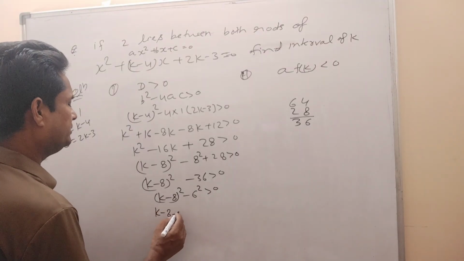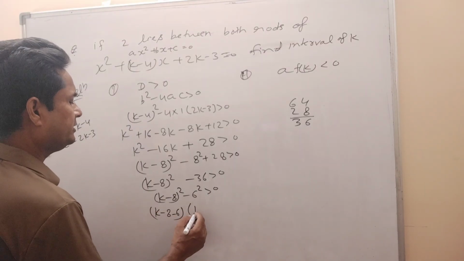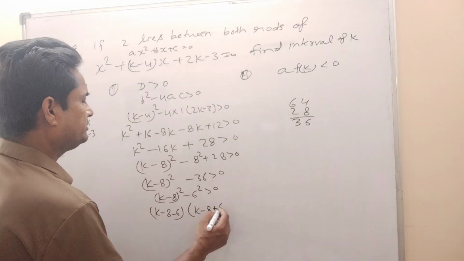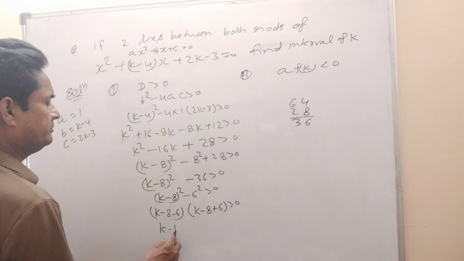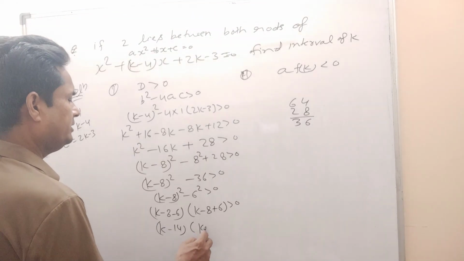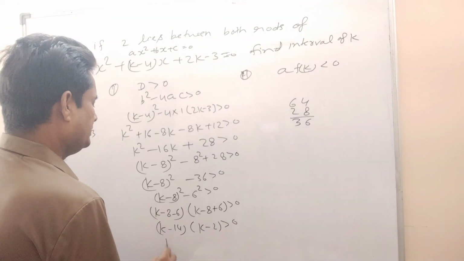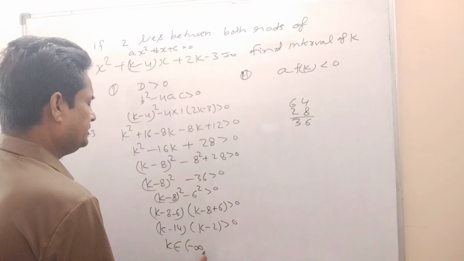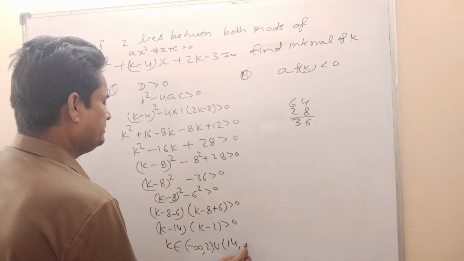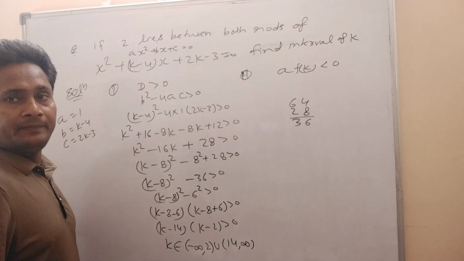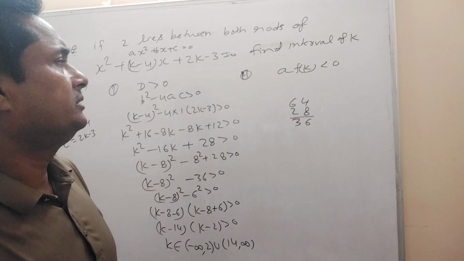That means (k minus 8 minus 6) in one bracket and (k minus 8 plus 6) in another bracket. So this is (k minus 14) into (k minus 2) greater than 0. So answer will be minus infinity to 2 union 14 to infinity. Now this is the first case answer.